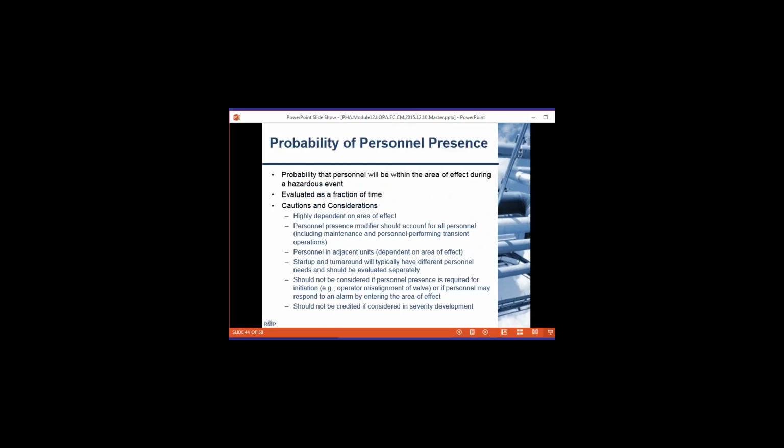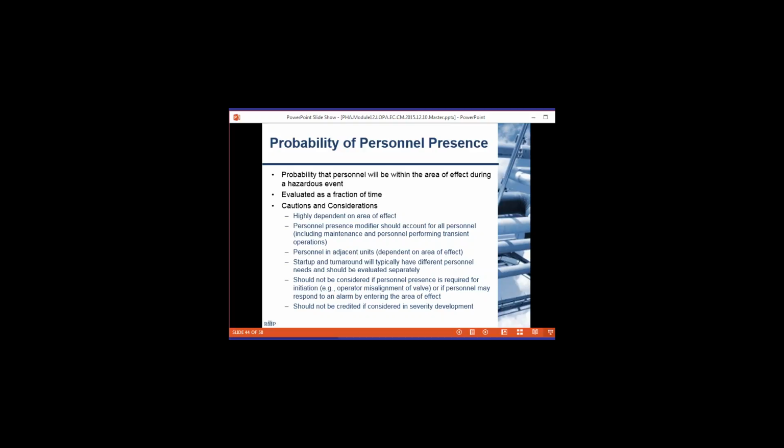Probability of personnel presence. This modifier is probably the one I see and use the most, and it's one that needs to be approached with the most caution. So in a nutshell, it's the probability that personnel are within the area of effect during a hazardous event. This is evaluated as a fraction of time. Typically, a question we'll ask in a study is, okay, how many operator rounds do you have? Is it less than 2 hours per day? Less than 10% of the time in a 24-hour shift period?